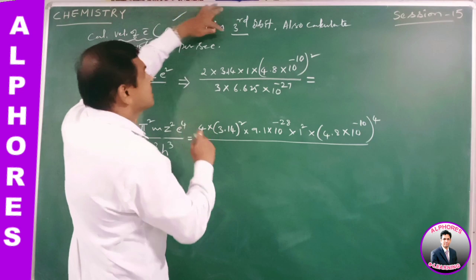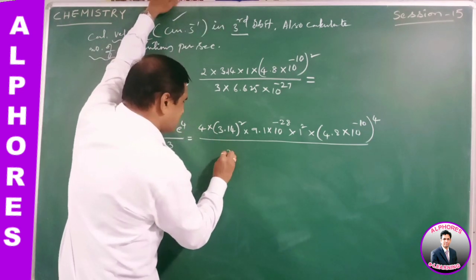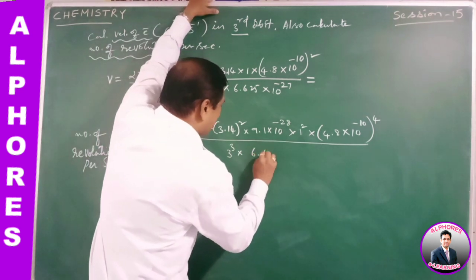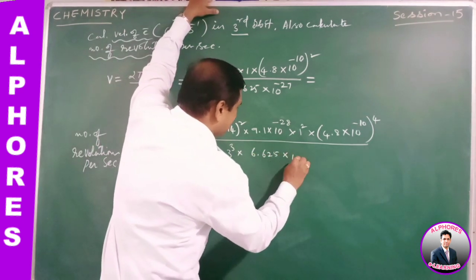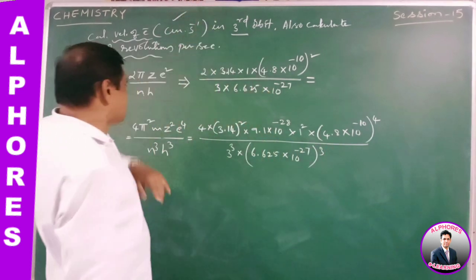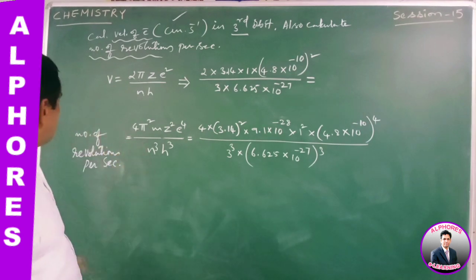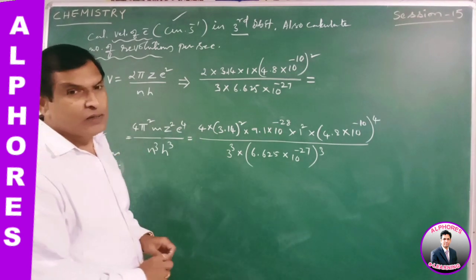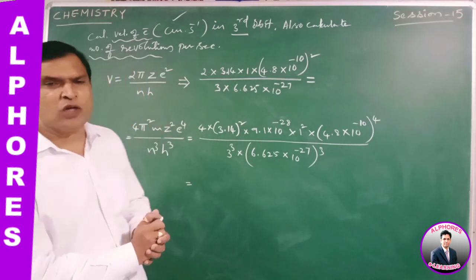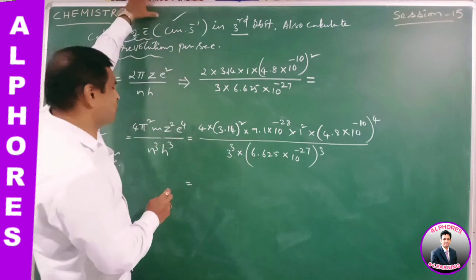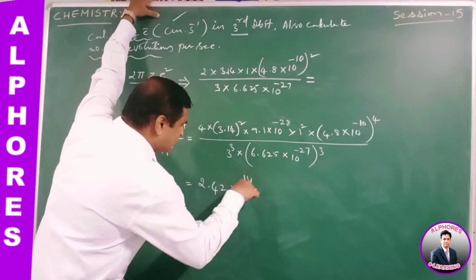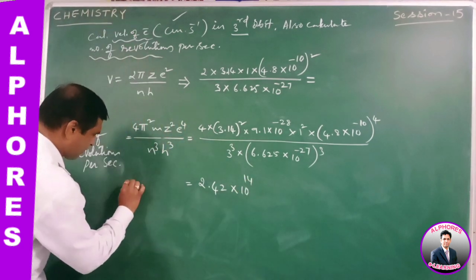n is equal to 3, since he is asking about the third orbit, so that is 3³ into h³, with Planck's constant value 6.625 into 10 to the power minus 27, whole cube. So this is the substitution for the number of revolutions per second. After all the calculations, on solving this, we get 2.42 into 10 to the power 14 as the number of revolutions per second.